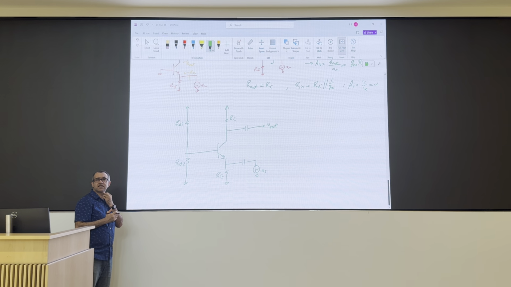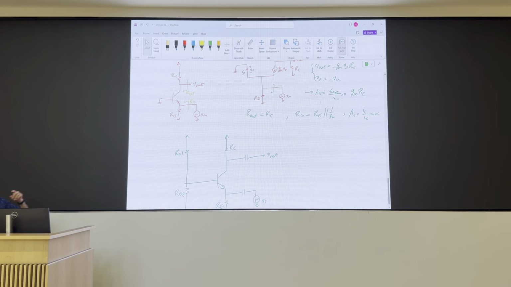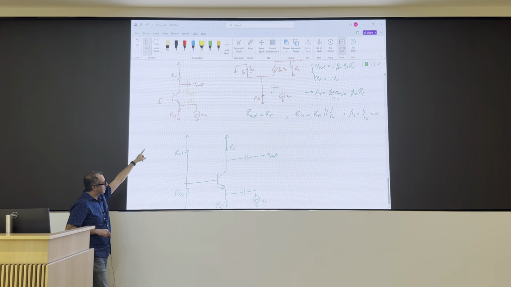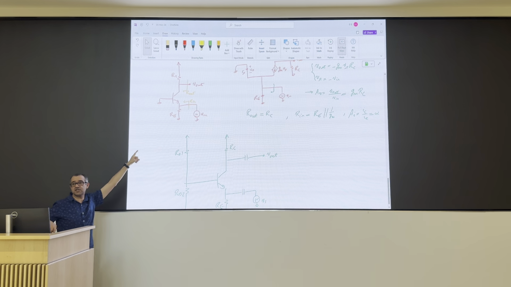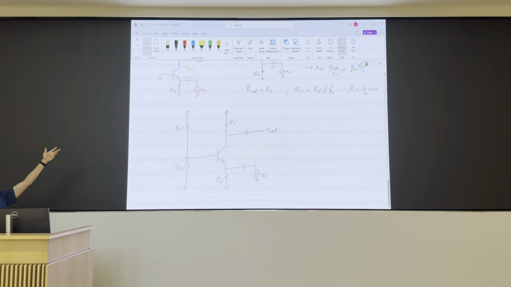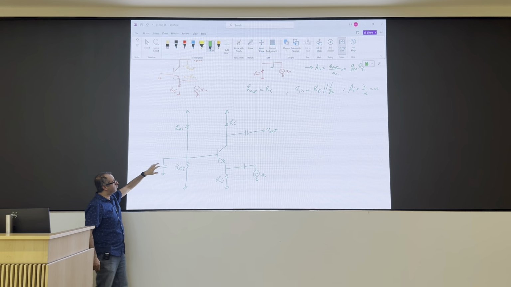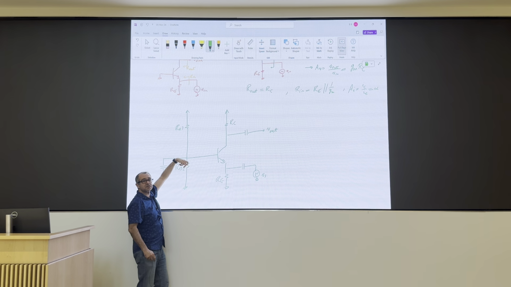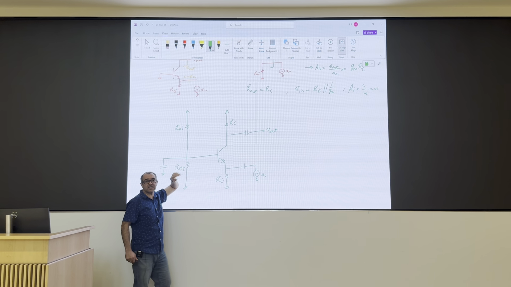But how was the base connected in the basic figure I showed you? This is my common base stage. The base has to be grounded. So what do we do? For AC, base has to be grounded. DC can be anything. So I bypass the two resistors that I have for DC biasing because I want the base to be connected. That's actually very important, right?